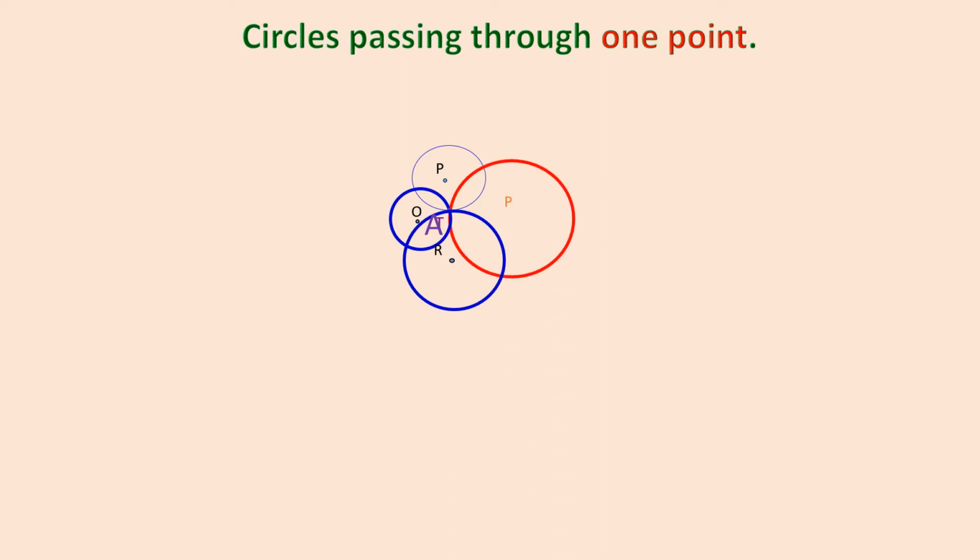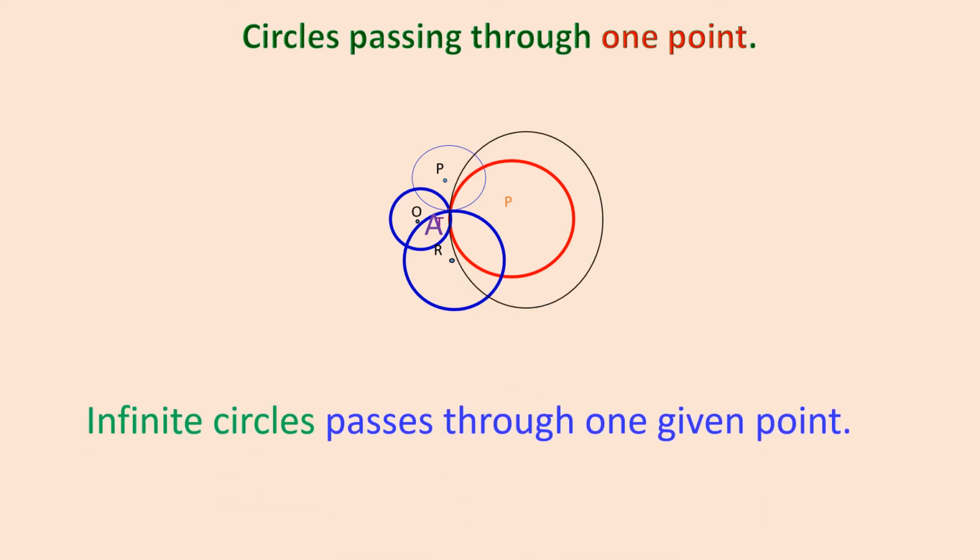First one, circles passing through one point. If one point is given, how many circles can we draw passing through that point? Let us take point A. You can see one circle, second circle, third circle, fourth circle, and you can keep on drawing as many circles as you like. So what can we conclude? When one point is given, we can draw an infinite number of circles which pass through that given point.